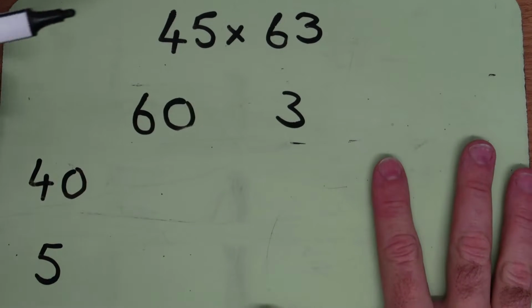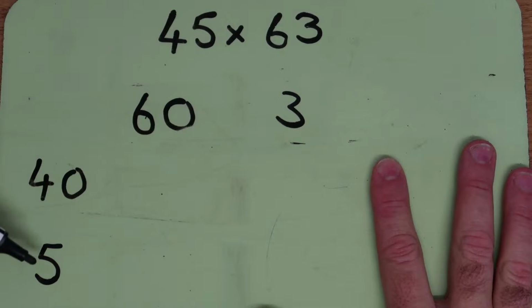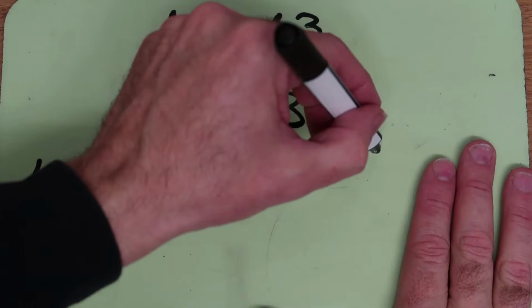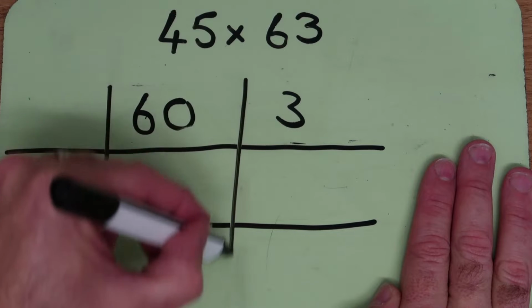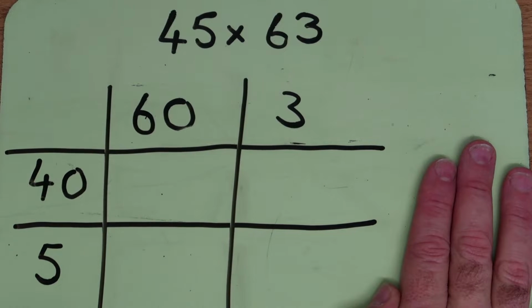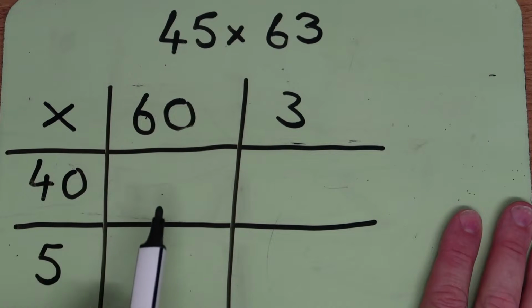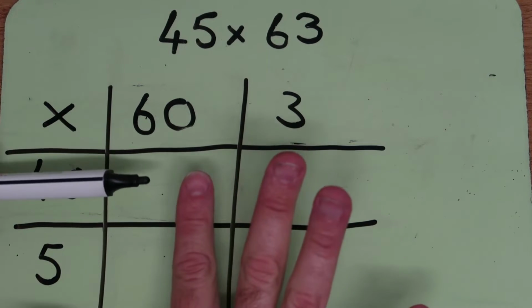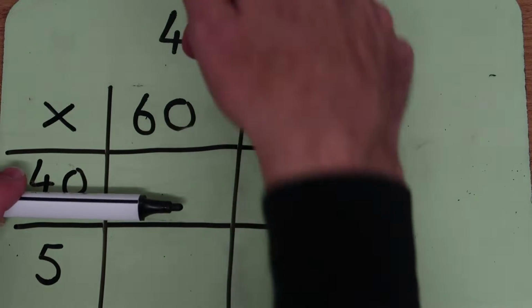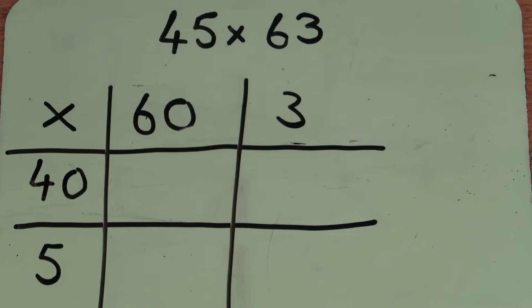Okay, so I've rearranged my numbers now, so the 60's come here, the 3's gone there, the 40's gone down the side, and the 5's gone down the side. I'm now going to add the grid, which is just like a noughts and crosses grid, or if you're from America, a tic-tac-toe grid. Now we have all the numbers in the grid, we've got to multiply each number together. What we need to remember is that where the two rows and columns cross is where we put the answer. So we come across from the 40 and we come down from the 60, and where the two cross, that's where we're going to put the answer.